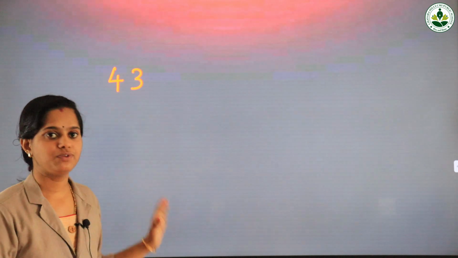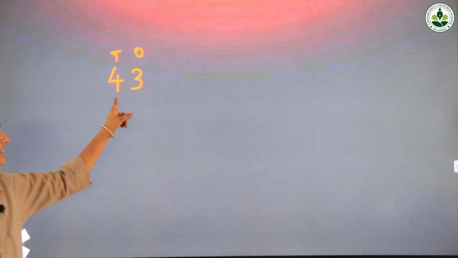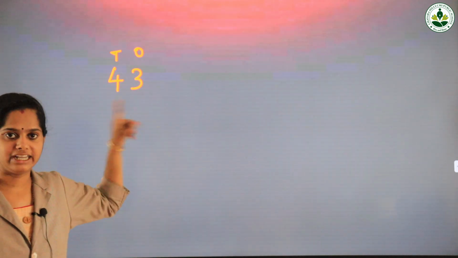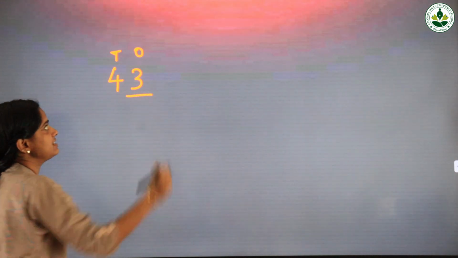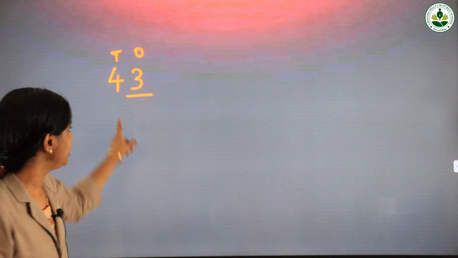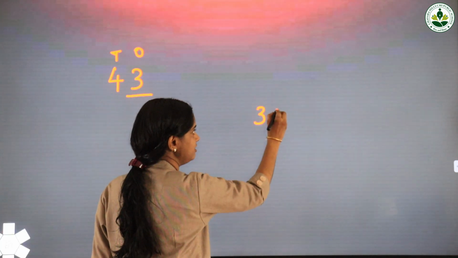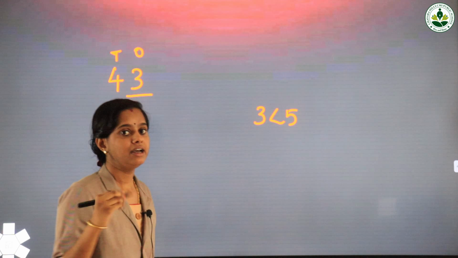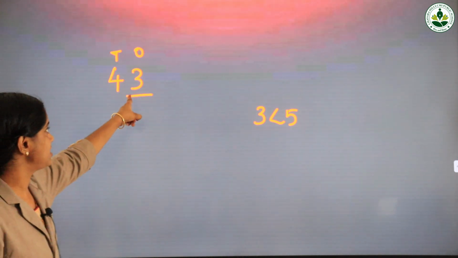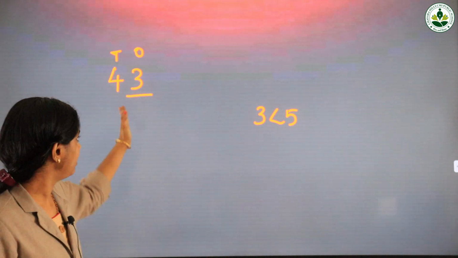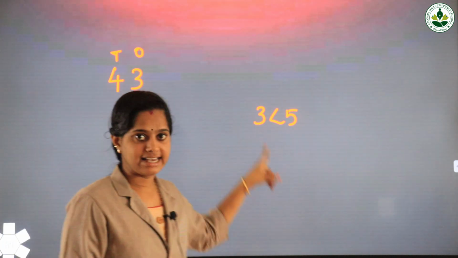For this, first we look at the digit in the ones place. This is the digit in the ones place and this is the tens place. First step, look at the digit in the ones place. Here we can see that 3 is the digit in the ones place. We know that 3 is less than 5. Second step, check whether the digit in the ones place is less than or greater than 5. Here we can see that 3 is less than 5.